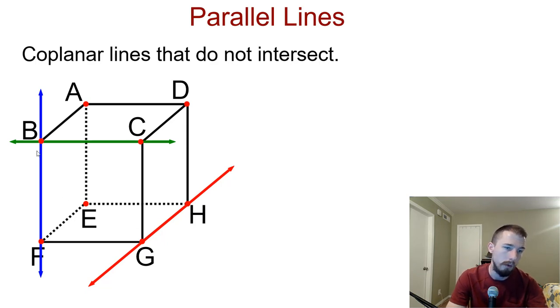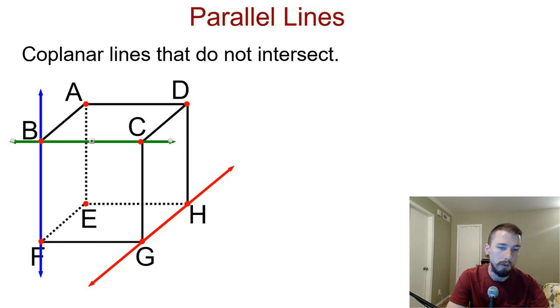Why? Well, these two are coplanar. So the blue and the green are coplanar, meaning they're on the same plane, on the front surface. But they do intersect, so those are not going to be parallel lines. And then the green and the red, they're not on the same plane, right? This one's on the front and the top surface. This one's on the bottom and the right surface. So they're not on the same planes, so they are actually going to be called something else.